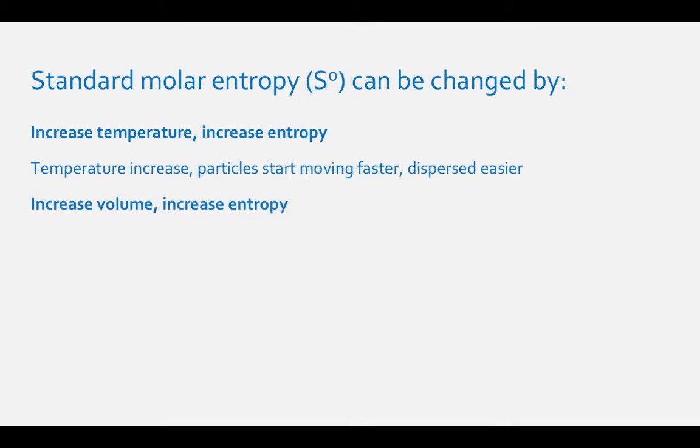If you increase the volume of a reaction mixture that contains gases, the molecules will spread out, leading to more dispersion. This again leads to a higher molecular entropy. If you increase the number of gas molecules made in a reaction, or if you make gas molecules in a reaction, entropy also increases. This is because entropy increases as the dispersal of the gas particles increases.